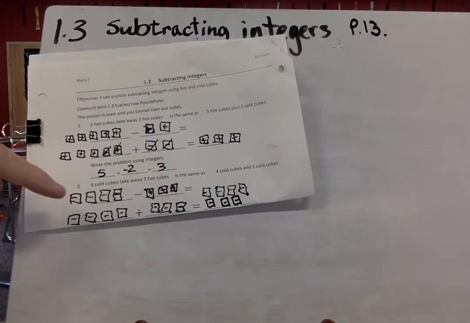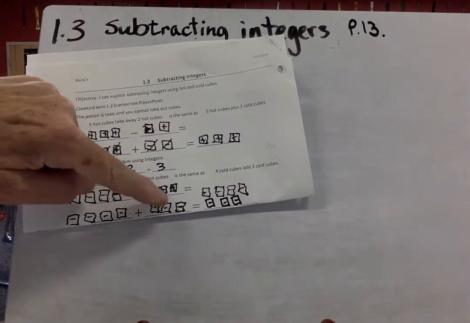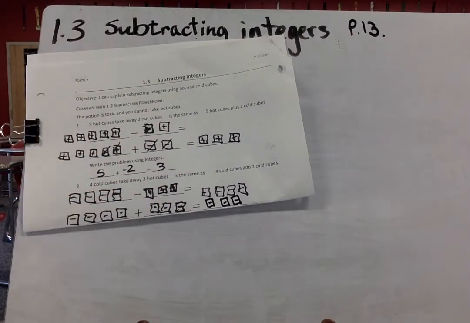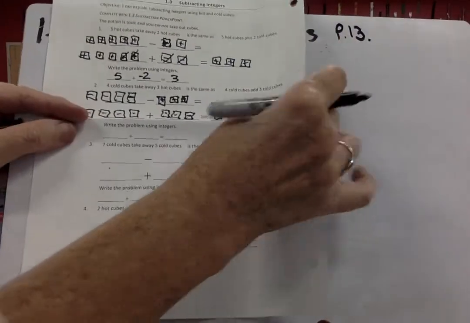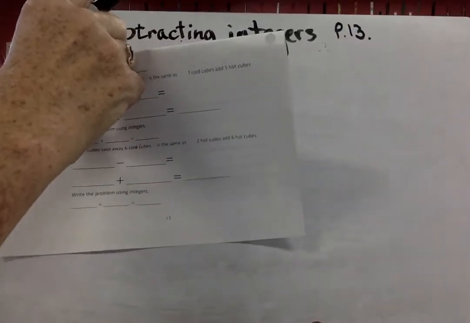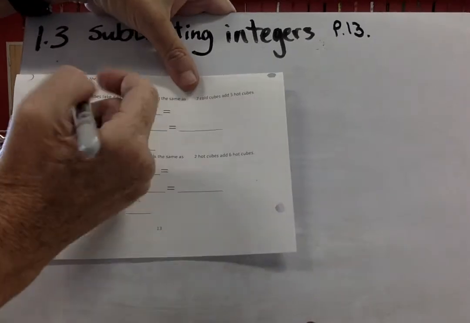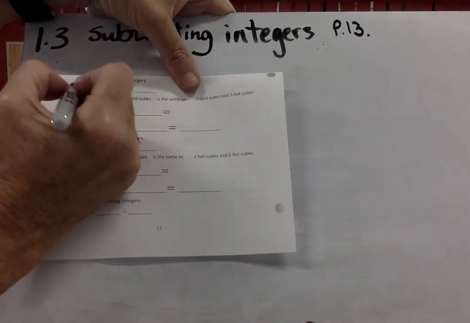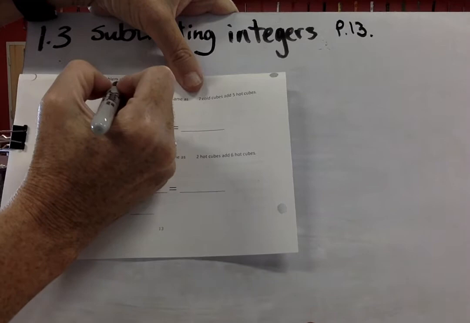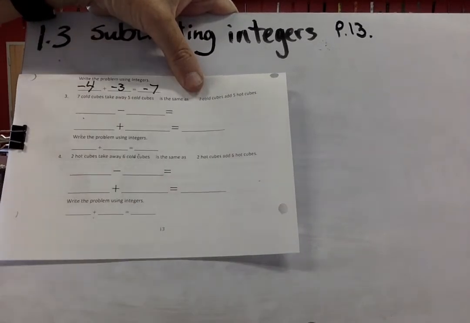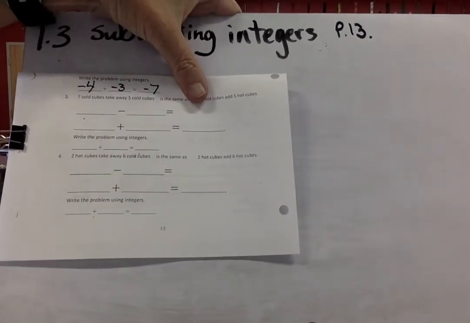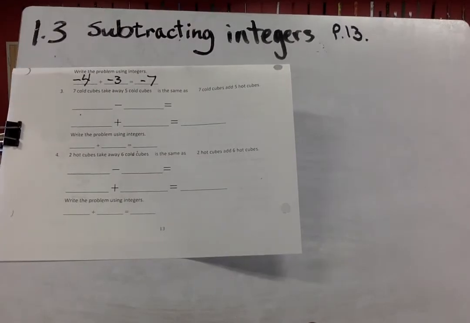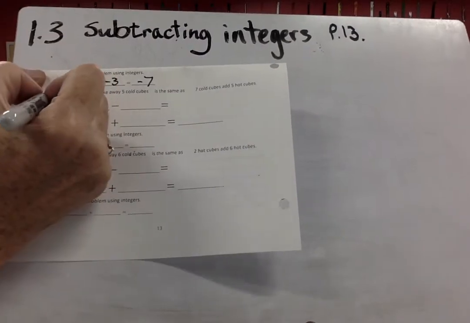All right, so you end up with 4 negatives plus 3 negatives, and you end up with 7 negatives. And then the problem using integers was -4 plus -3 is -7. Okay. Now going on to number 3, 7 cold cubes, and I'm actually just going to do circles now.